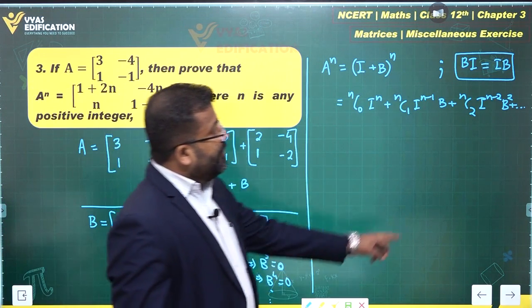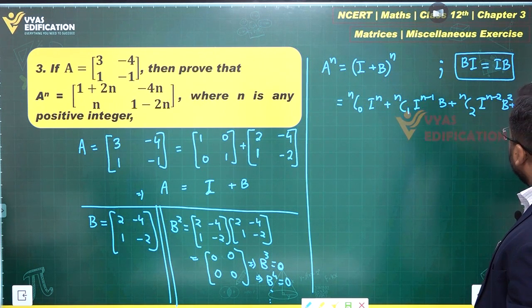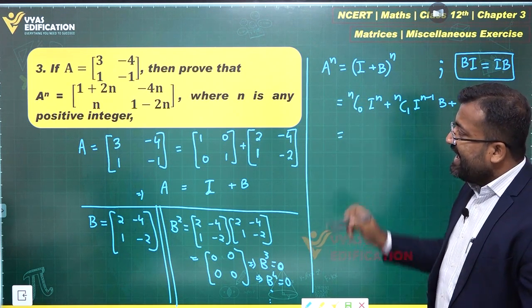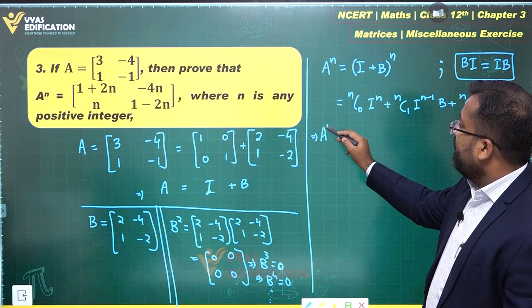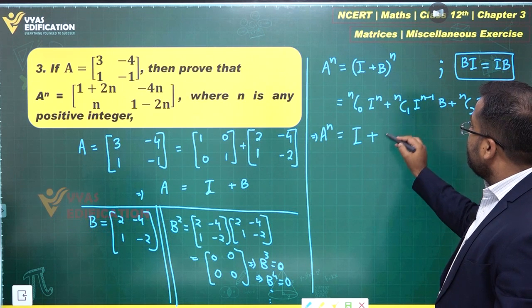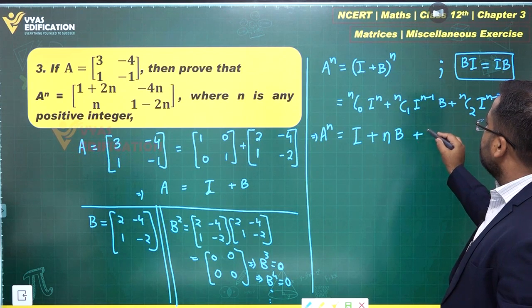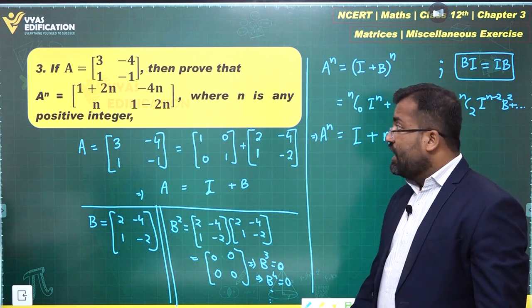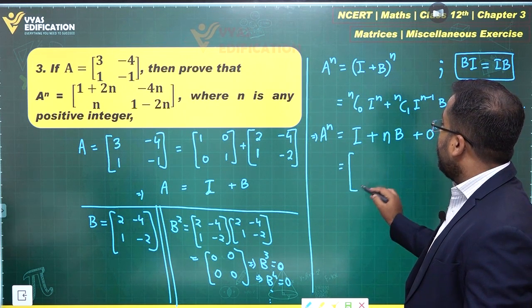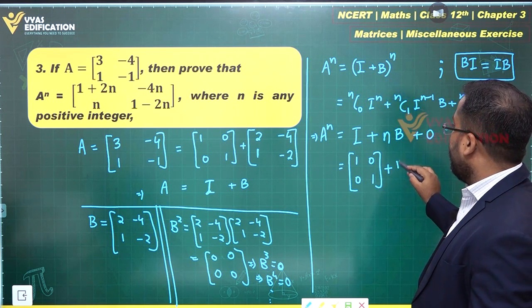And so on and so forth, right? So the terms obtained after this would all be 0, 0, 0, 0. So this A power n would be simply nC0, which is 1, I power n, which is I, plus nC1, which is n, times B. And the rest all would be null matrix. So what we have done is we have simplified A power n and found it in this manner. This is the identity matrix, [1, 0; 0, 1], plus n times the matrix B.